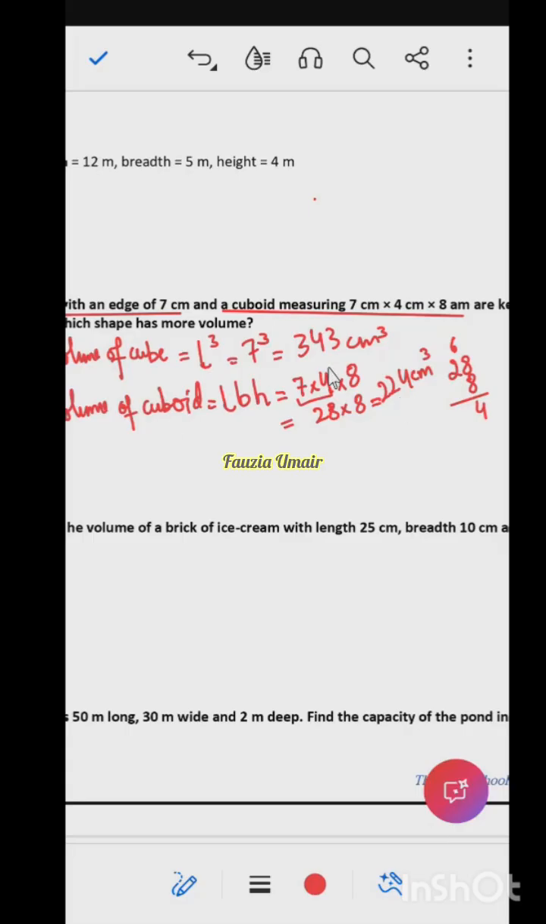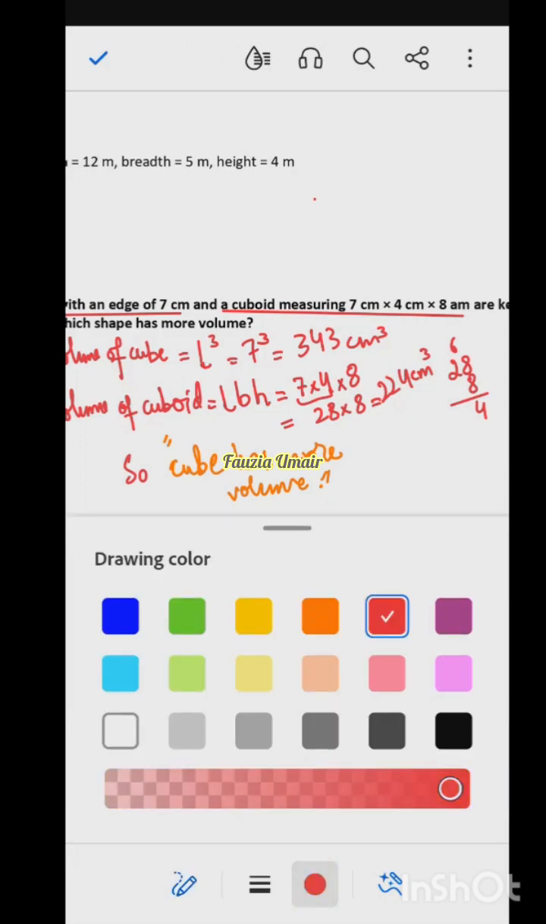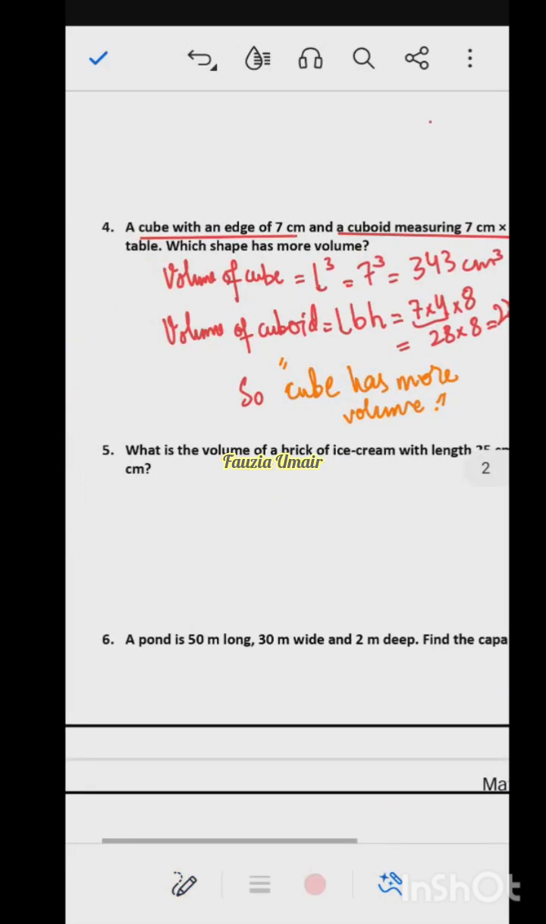Now the cube is having a volume of 343 and the cuboid is having a volume of 224. So which shape has more volume? Ma'am, cube. That's right. So we will say cube. Acha, in a word problem, we always answer the question. Question is, which shape has more volume? So you need to say, cube has more volume. Right? This is the answer. Okay? All right. Is it clear, Abrish? Yes.